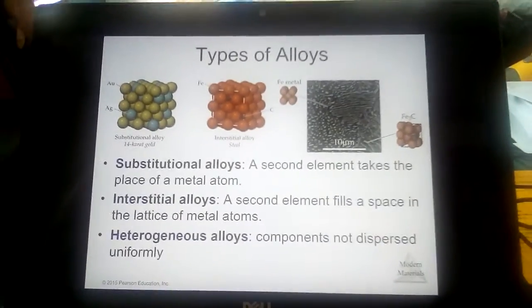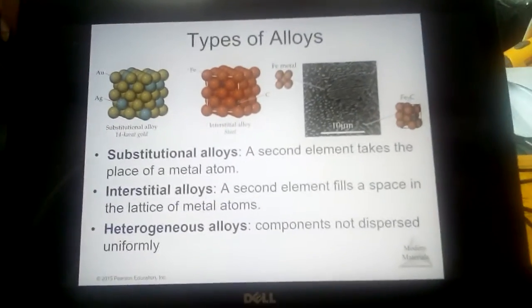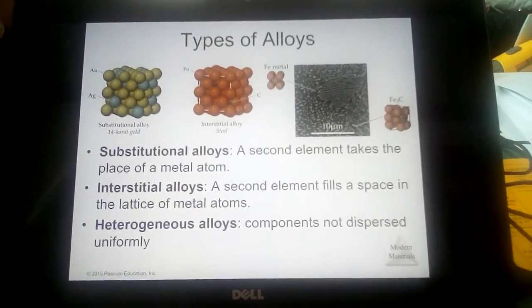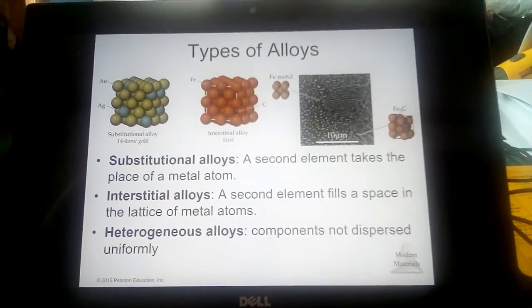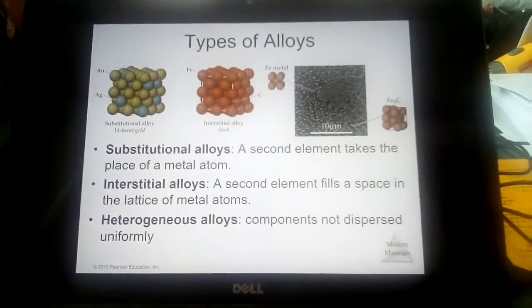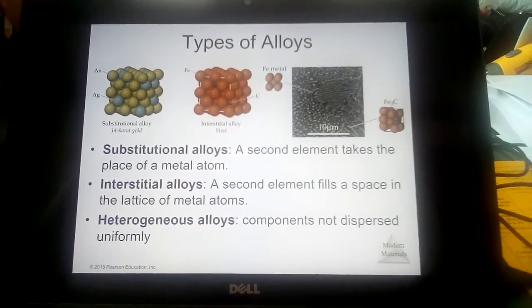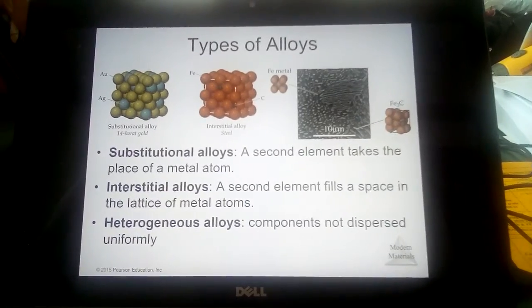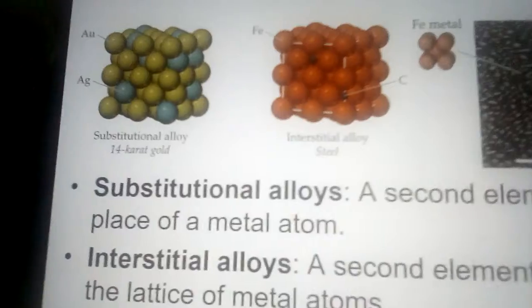We can take one of these structures and fit in other atoms as well. So if you start to mix together different types of atoms, you get a compound called an alloy, and there are really two different types of alloys to think about here. A substitutional alloy is one where the second element takes the spot of the first element in the structure, and that's this first picture here.